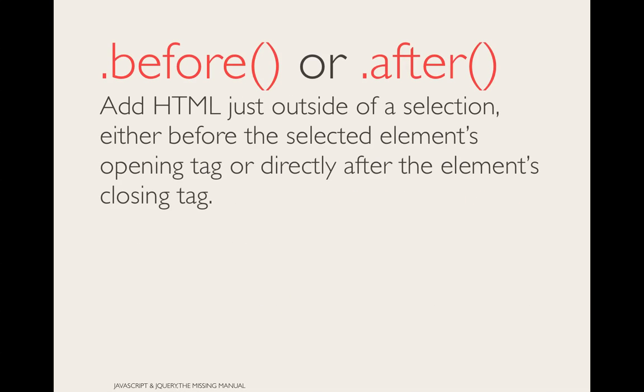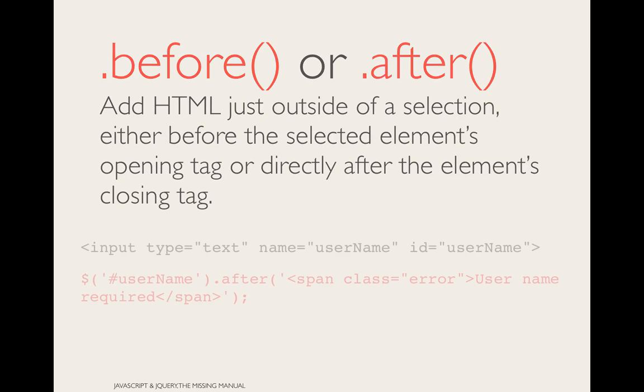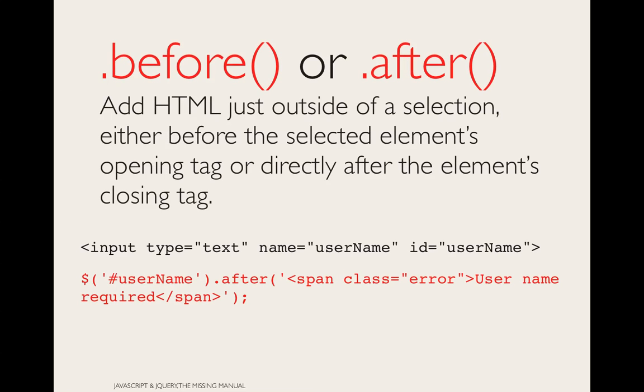You could also use before or after, which would put things before your selection in the DOM or after your selection in the DOM. It puts it before your opening tag and after your closing tag, as opposed to inside your selection, which is what append and prepend do. Let's look at an example. It makes more sense when you see it.